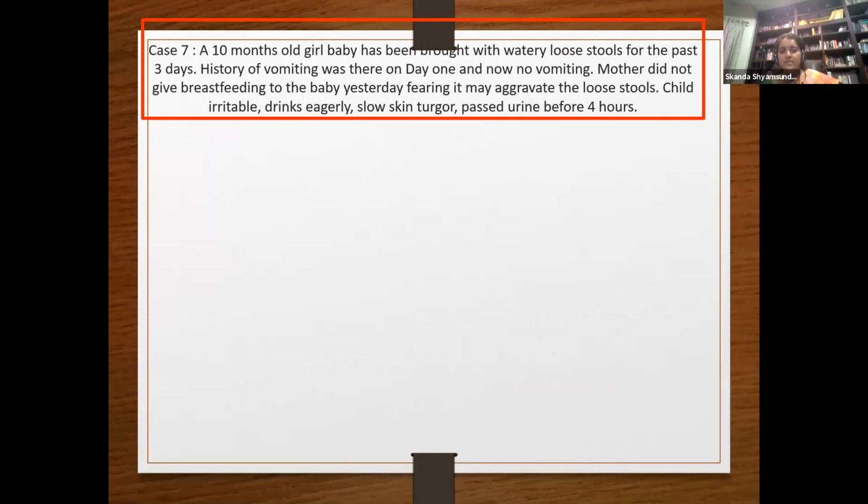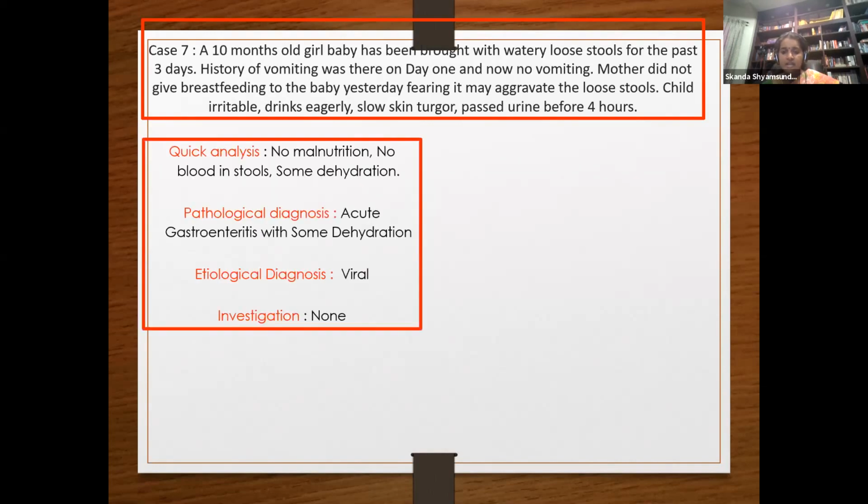A 10 months old baby girl is brought with watery loose stool for the last 3 days. There's initially vomiting, now no vomiting. Mother has not given breast milk to the child because she thinks the baby's loose stool will increase. Child is irritable and has passed urine only 4 hours before. This is clearly a dehydrated child.